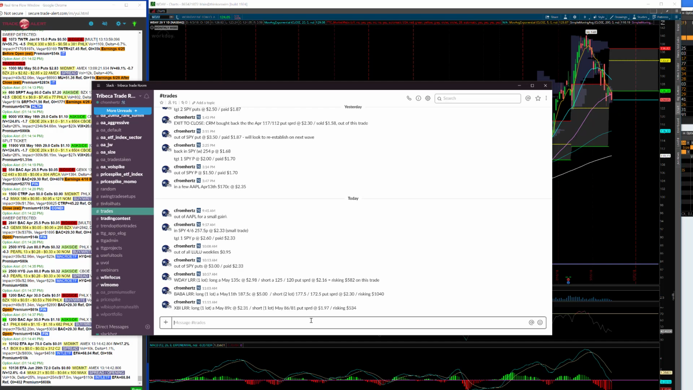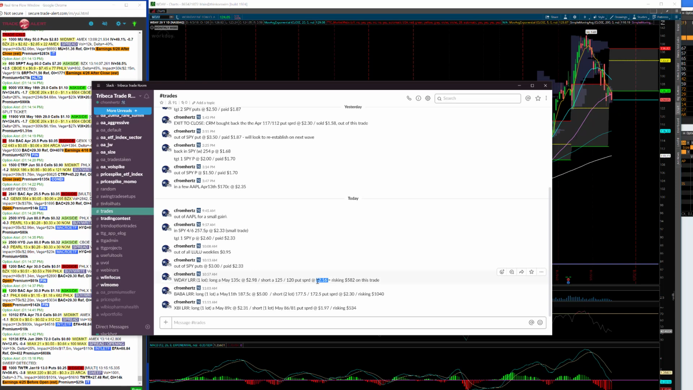For Workday, I'm going to the May expiration, and I'm buying a 135 call, which is up here, and that cost me $298. And I'm selling a put spread, the 125/120 put spread, and I'm collecting $216.